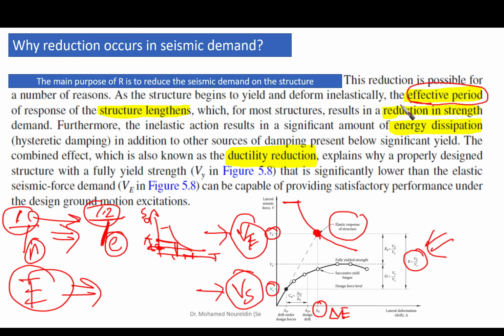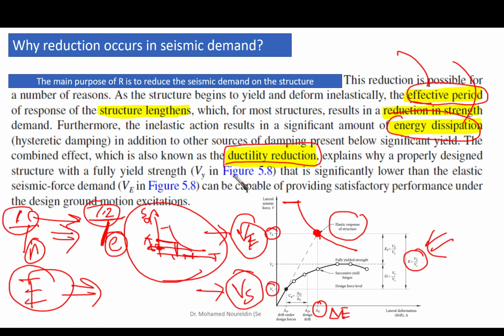which is going to be higher than the original period of the structure, resulting in a reduction in strength, as I have mentioned here. This is the philosophy of reduction in strength. Furthermore, the inelastic action results in a significant amount of energy dissipation through hysteretic damping, in addition to other sources of damping present below significant yield. The combined effect is also known as the ductility reduction. What is the meaning of combined effect? Of the effective long period and the energy dissipation. These are the two effective reasons.